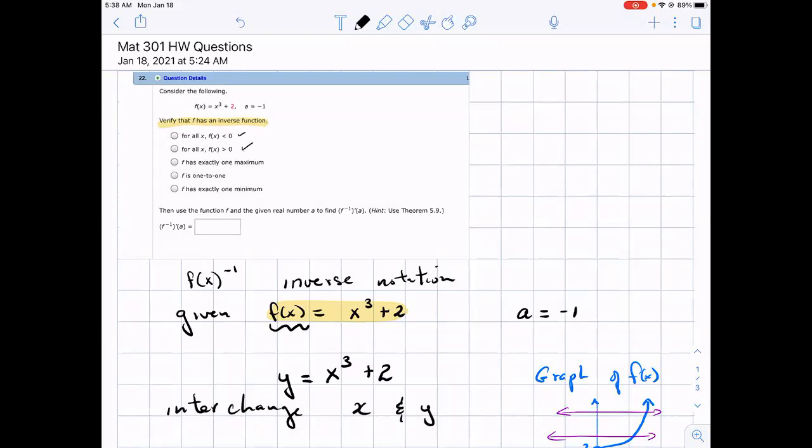Now in your scenario, this function does have an inverse. So f is 1 to 1, okay? So this here would be our choice.